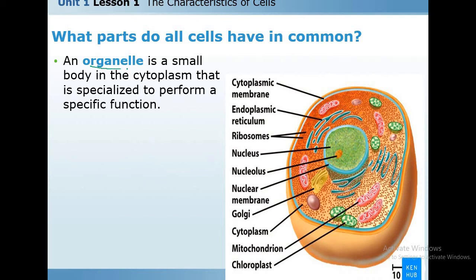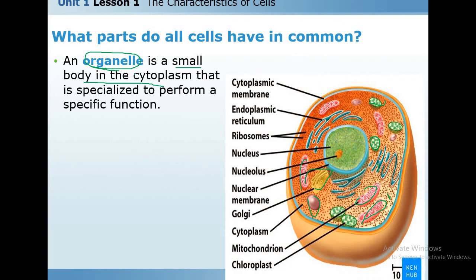So we should know what is meant by organs. An organ is a small body in the cytoplasm. This is called an organ, a small body, and the orange part is called fluid. This is fluid. This is cytoplasm. This is called an organ. This, and this, and this, all of these are called organs, and also this one. It's like an organ inside the cell, but inside the cell it is called an organelle.